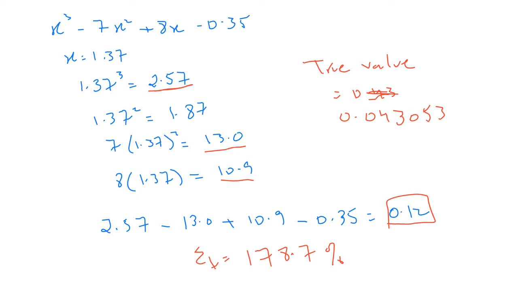How did you find it out as 0.5% and 50%? Yeah, so the right answer is 178.7%. Okay, we don't. This is the true value minus 0.12 divided by the true value multiplied by 100%.